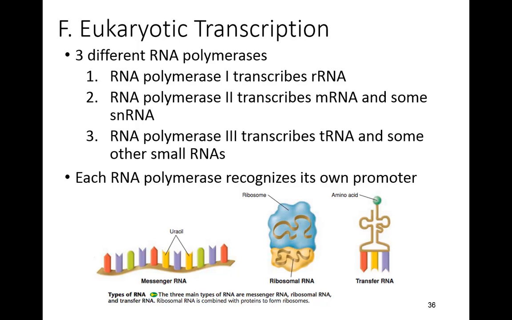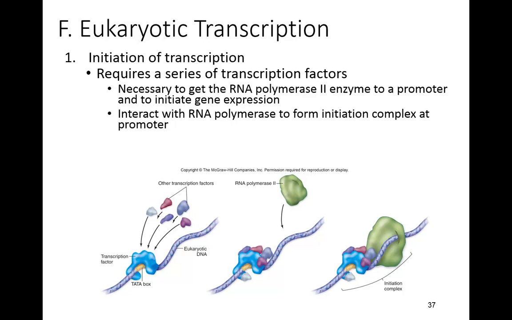Each RNA polymerase has a specific promoter that it uses in order to transcribe. So initiation of transcription requires a bunch of transcription factors, which are proteins and enzymes that attach to the transcription site. And once they are there, then RNA polymerase 2 will bind and start initiating the gene expression. When they are together, it's called the initiation complex, and it's at the promoter region.